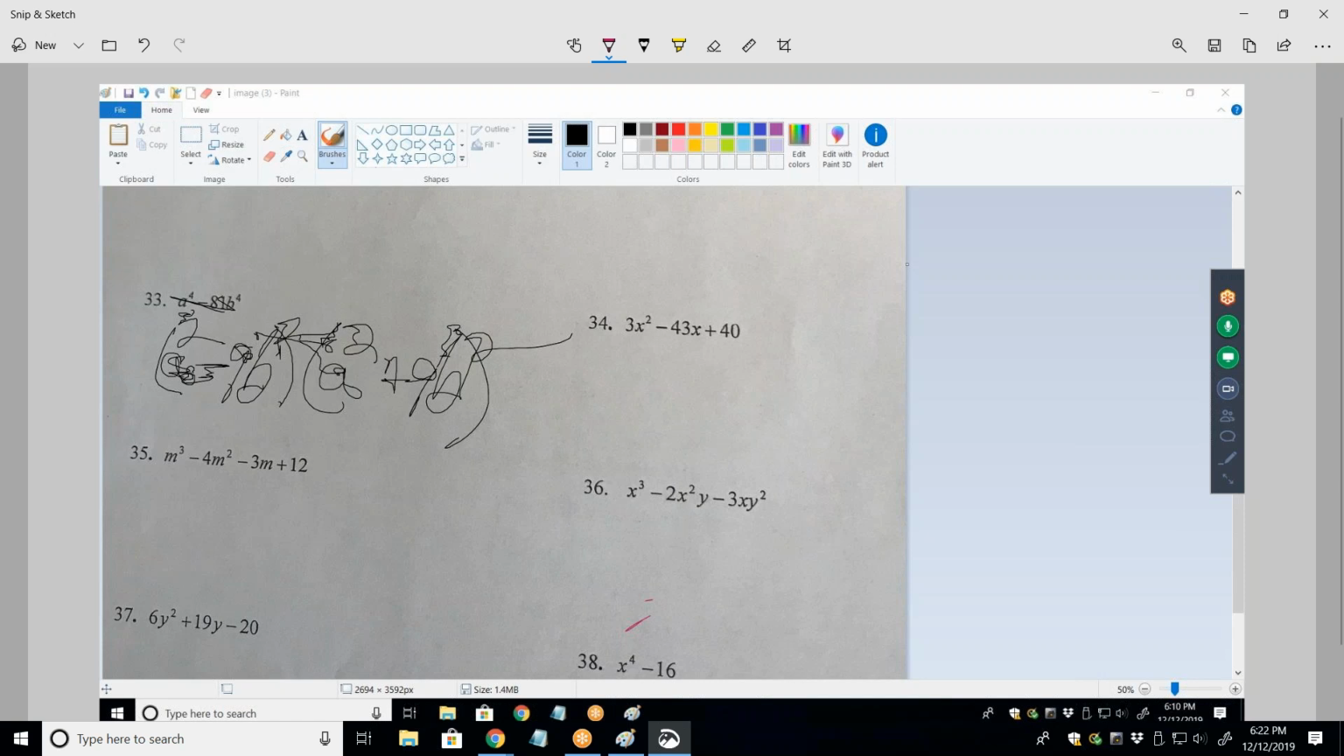What is 35 called? Is that a quadratic? I think so. No. Quadratics are all squared. Oh, yeah, you're right. 34 was a quadratic because it was x squared, there was an x, and then there was a number. There's an m cubed, an m squared, an m, and a number. This is a whole order of magnitude harder than quadratics.